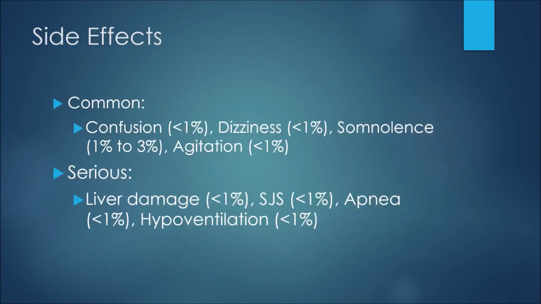As with all medications, there are some side effects or adverse reactions that patients may experience while using Pentobarbital, so we'll go over some of those now. Confusion may happen at a rate of less than 1%, dizziness at a rate of less than 1% as well, somnolence may happen between 1 and 3%, and agitation, again, less than 1% of the time. Some serious side effects may be liver damage, happening less than 1%, Stevens-Johnson syndrome, less than 1%, apnea, or hypoventilation, again, both happening less than 1% of the time.